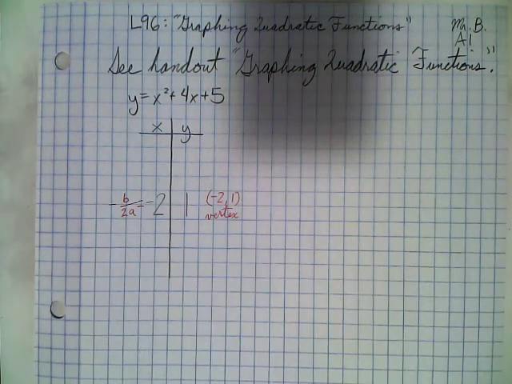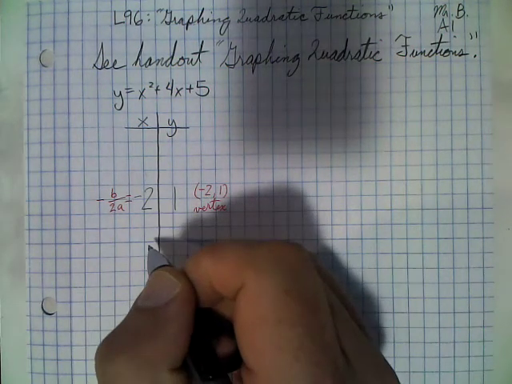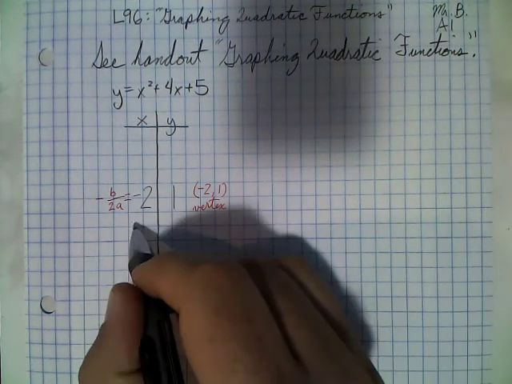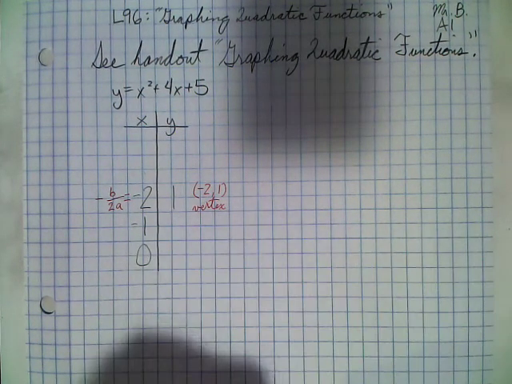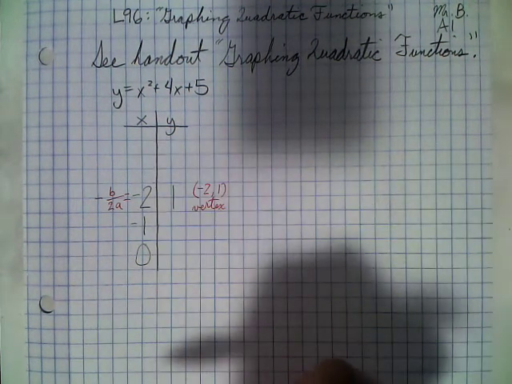That's my vertex. Now we just go symmetrically. So considering negative 2, again, the y-intercept is nice. So if I go negative 1 and 0, that would give me 2 more points, and then I can find their reflections to finish it off.